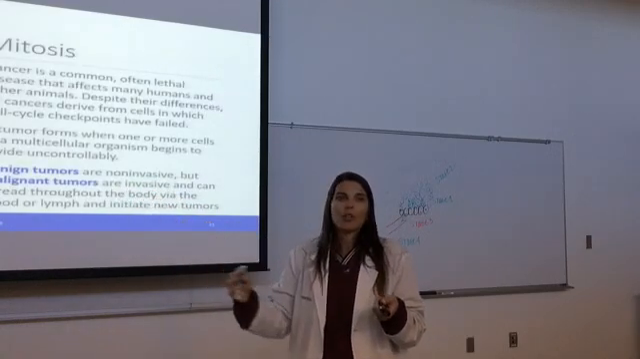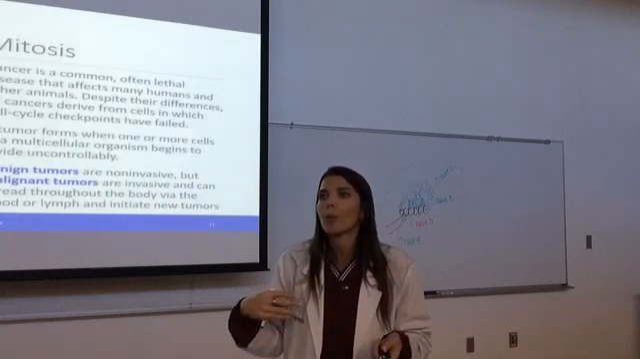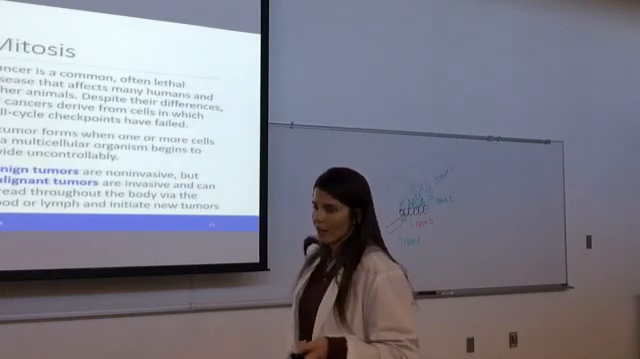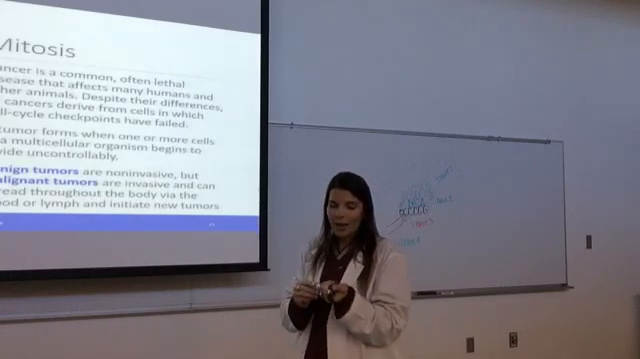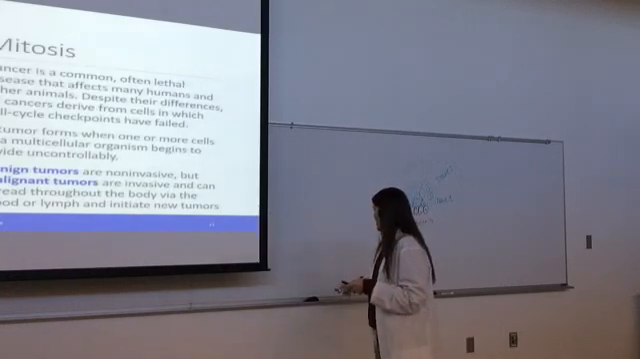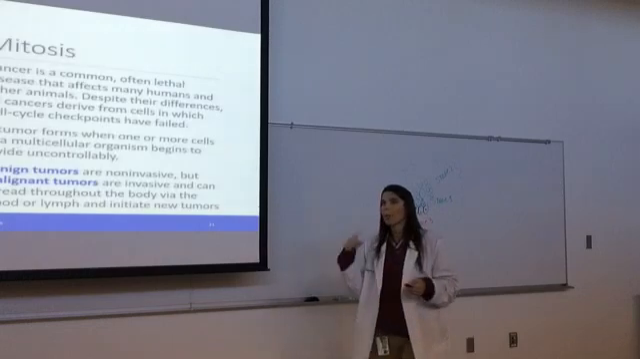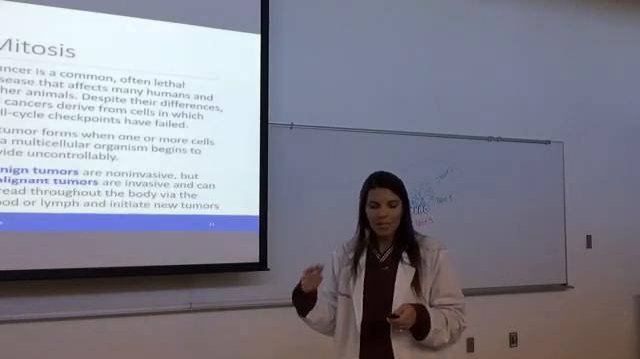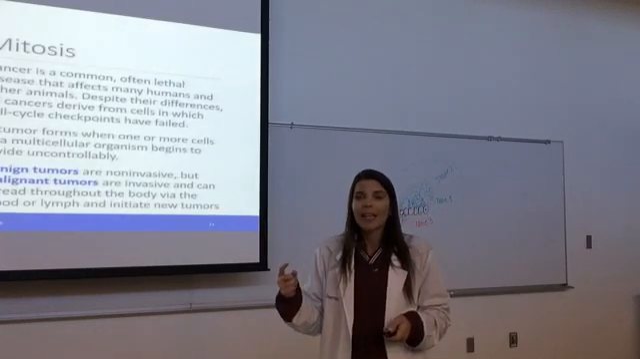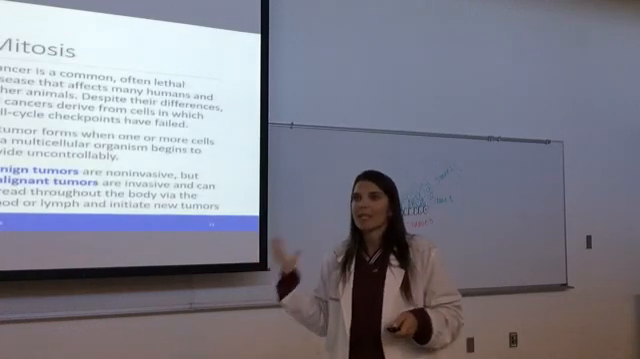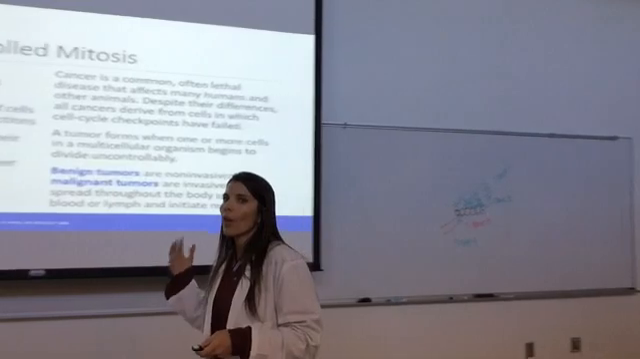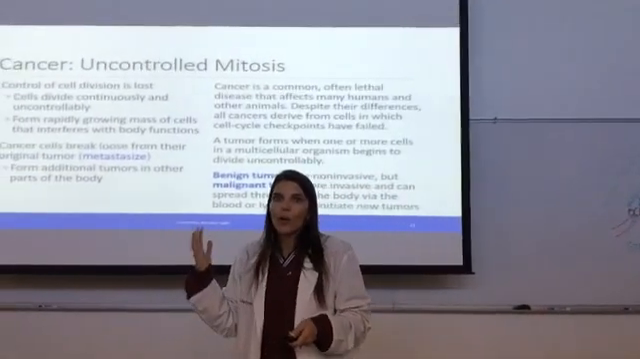You hear people say, well, she had cancer in her lungs, but it spread to her liver. That's how it did that. And the problem is that because there's no checkpoints, as these cells continue to divide, they get more and more screwed up. So the first one was a mistake, a random mistake, but the more they divide, the more screwed up they become.